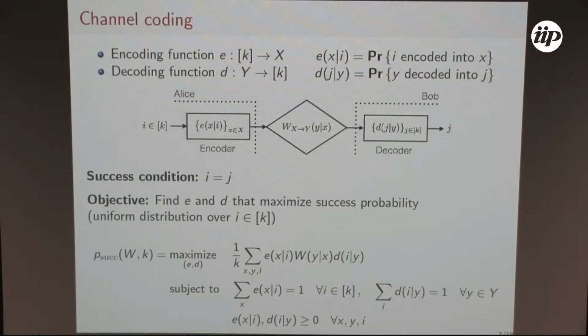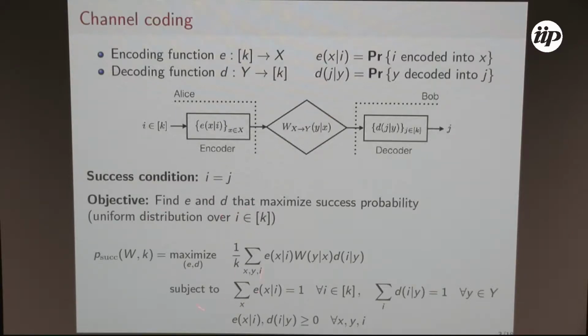Let's formalize this a bit more mathematically. What I would like to construct is two things. First, an encoding function, which takes a message and outputs something which lives in the inputs of this noisy channel, which I called x, remember, and a decoding function which will be used by Bob, which maps an output of the channel to a message. It could even be randomized, in the sense that given i, the way I encode it is probabilistic: the probability that i is encoded in x, and same thing for the decoder. The decoder can be randomized as well. So this is what I want to find: E and D such that the success condition, that the output of Bob, which I call j here, is equal to i, holds with the largest possible probability.